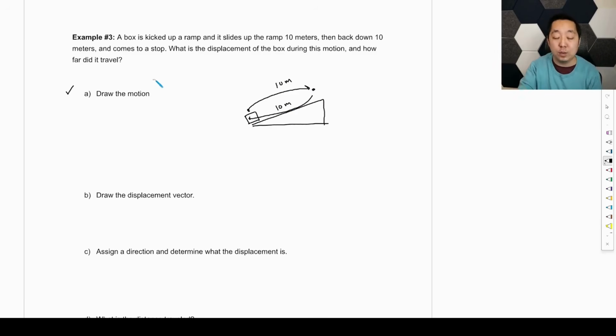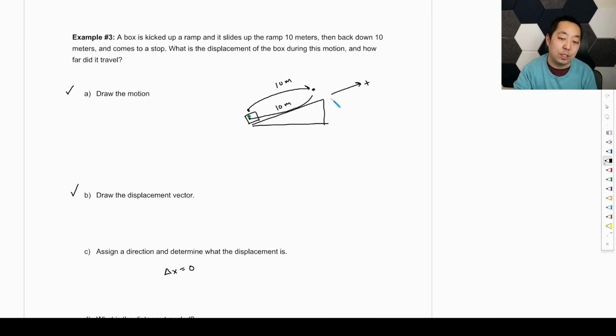Okay, so we draw our displacement vector. Now it started and ended in the same spot. So actually our displacement vector is nothing. It's just sitting right there. So we draw the displacement vector. It started and ended at the same spot. Assign the direction. We can say up the ramp is the positive direction, but the displacement here is actually going to be 0. So in the first half, it went up 10 meters. So that would have been a positive 10 meter displacement.